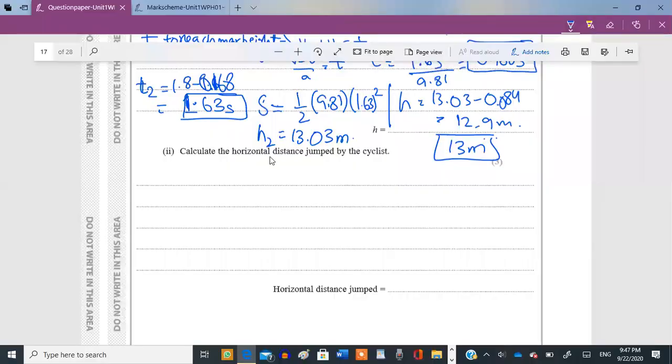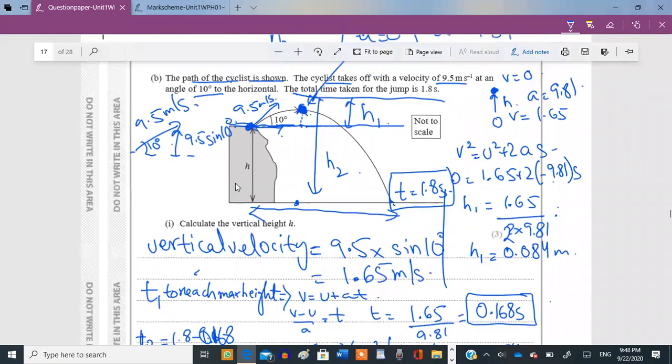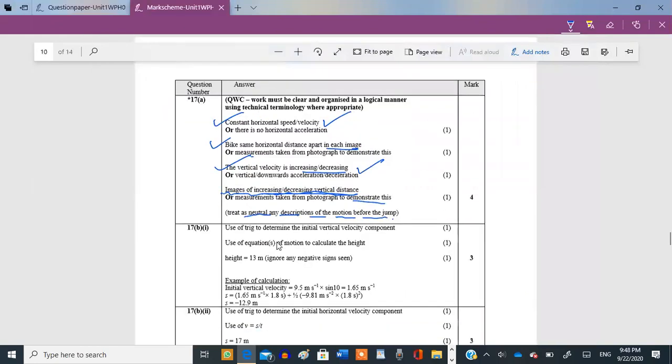For the horizontal distance, we'll need to consider the horizontal component of velocity, which can be calculated using the formula v cos theta, right? Velocity is 9.5, so it's going to be 9.5 cos 10. You know the total time is given to you. It's 1.8 seconds. So the horizontal displacement is the horizontal component of velocity multiplied by the total time. So it's going to be 1.8 multiplied by 9.5 times cos 10. That will give you the horizontal distance jumped. Yep, that's the answer. That's how they calculated it.